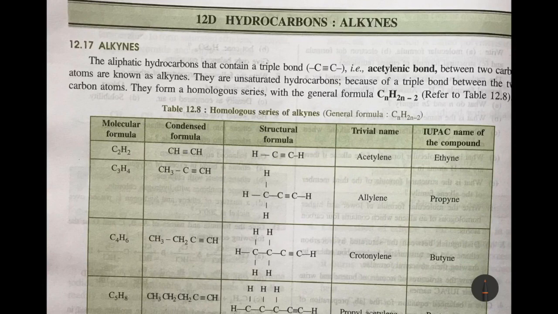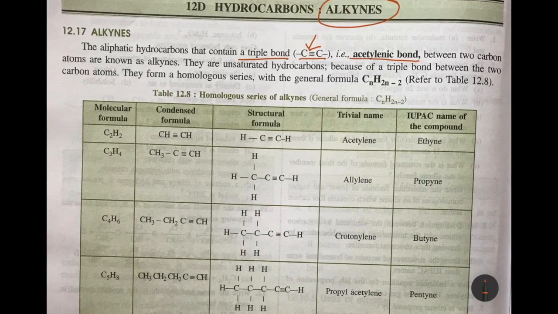Now coming to the last part of organic chemistry after your reduced syllabus, the last hydrocarbon we are going to talk about are alkynes. Alkynes are hydrocarbons that have a triple bond, known as the acetylenic bond, between two carbon atoms, as you can see here, and they are unsaturated because of the triple bond between the two carbon atoms. They form a homologous series with a general formula CnH2n-2.